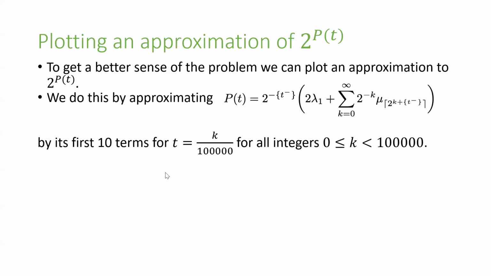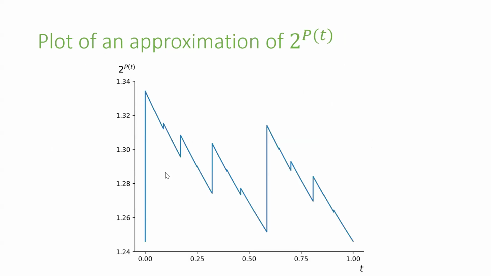And so if we just approximate this sum to 10 terms, which actually isn't all that bad because mu goes very quickly to 0, and we plot this, we get a plot that looks like this. This thing is very, very funny looking, but its minimum seems to be here. Well, it's 1-periodic, so here.